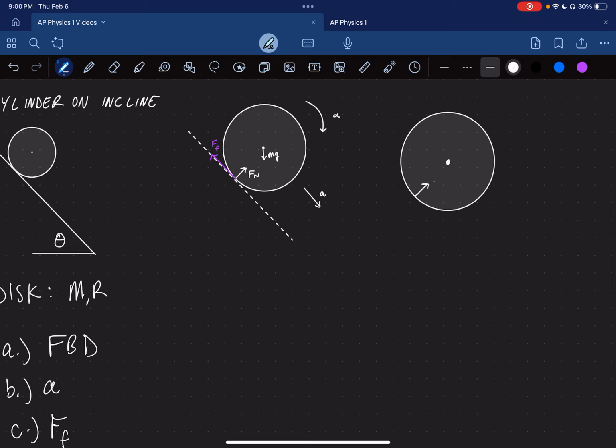It's not your free body diagram, it's some other diagram, but with components. Put friction force here. Now I want two components, one along this dimension and one along this dimension. If you take that mg, you can make a force here and a force here. Sine slides. So mg sine theta is that one. This one is mg cosine theta.